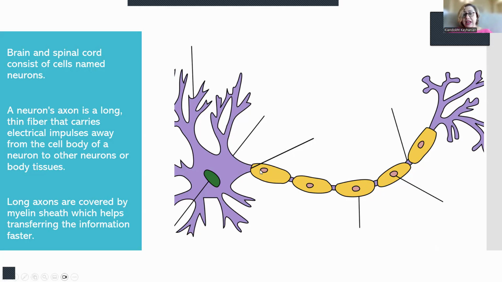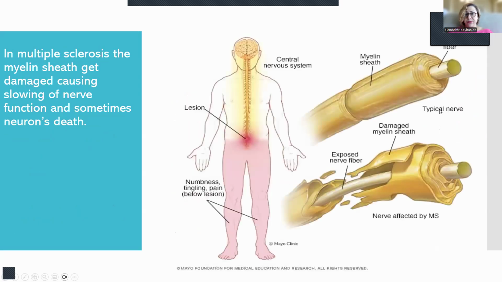And another thing that happens is that these sheaths are slowly kind of protecting the cells. There is a chance that these cells die after the myelin gets under attack. So eventually it can cause these cells to die, but even if the cell doesn't die, the transport of the information from one side to the other side is going to be much slower.